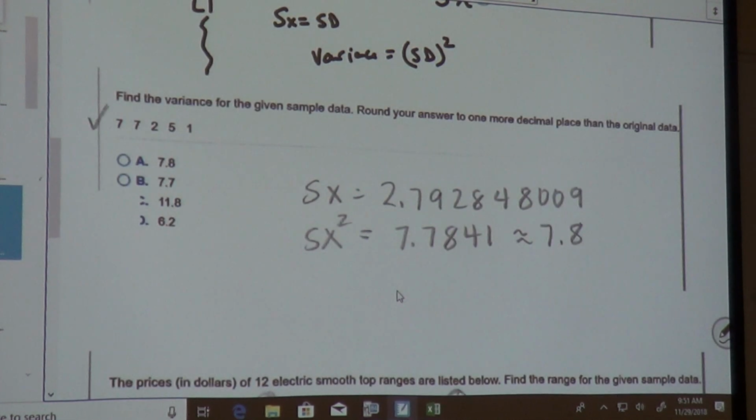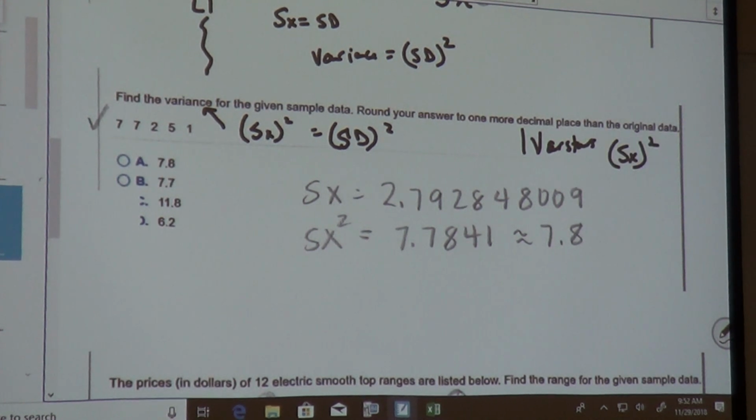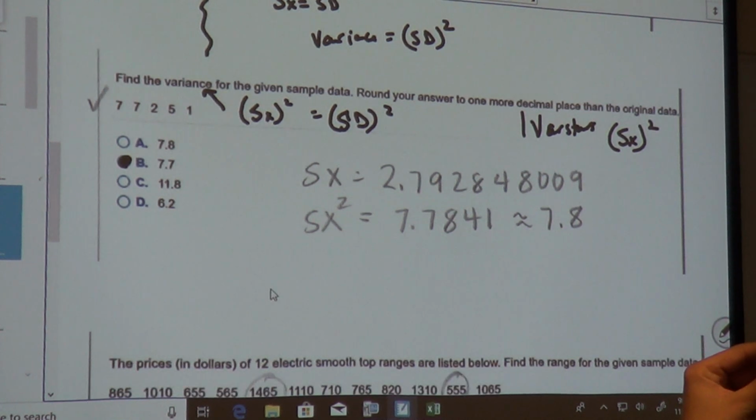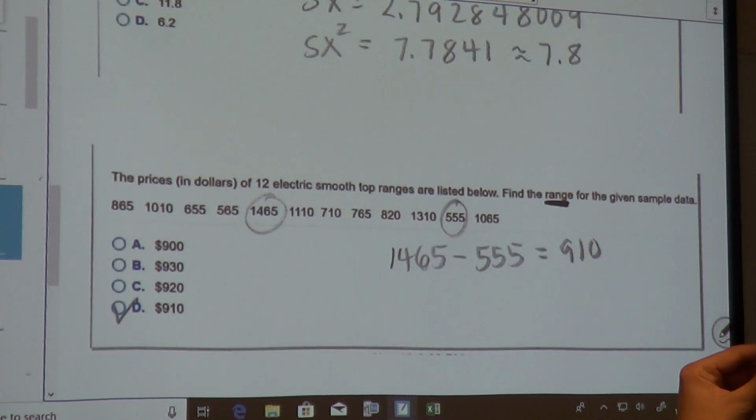All right, this one just says find the variance. We only want to know the variance, so we're going to do standard deviation SX squared. So standard deviation squared. So we're going to do one var stats, find our SX, and then square it. Yay? I have an answer, 7.7. This one just says find the range. So we take our high minus our low, or our max minus our min.